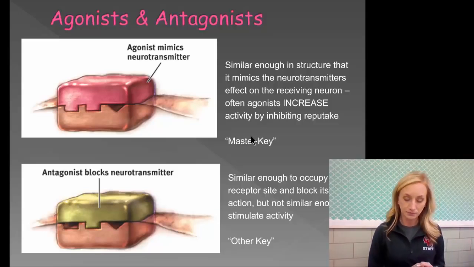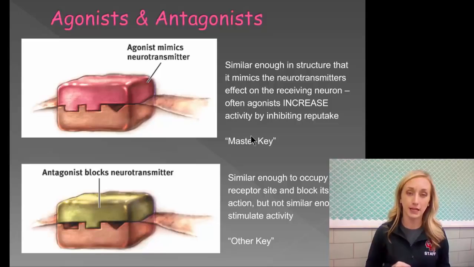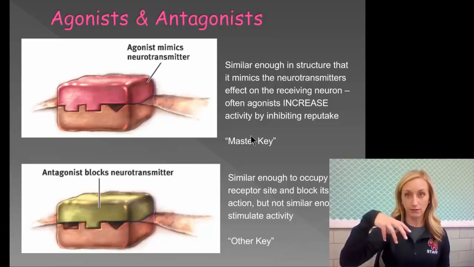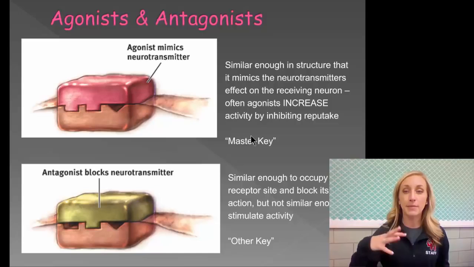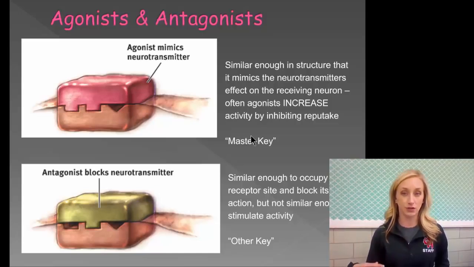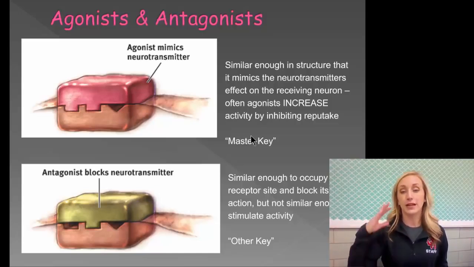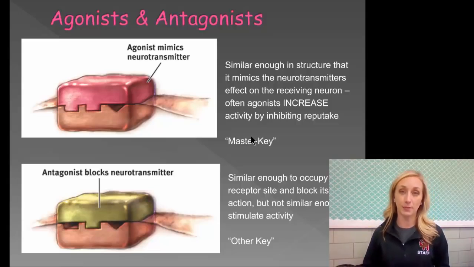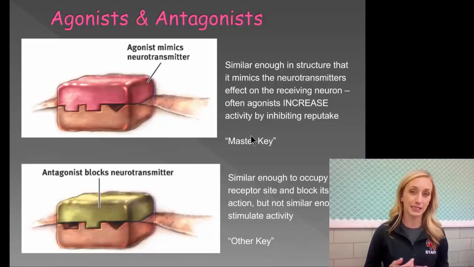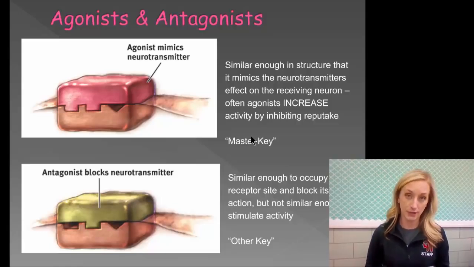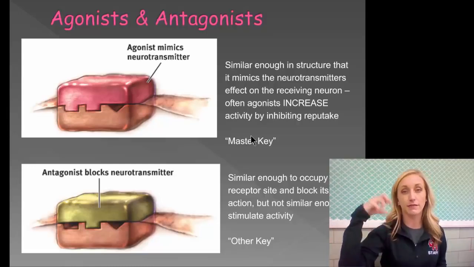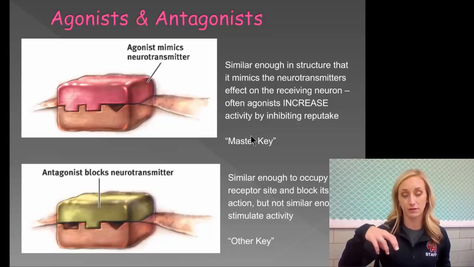So an agonist is a substance that would mimic a neurotransmitter's activity. It is similar enough in structure chemically, the molecule itself, that it mimics the neurotransmitter's effect on the receiving neuron. So often agonists increase activity by inhibiting reuptake. This is huge. Let me give you an example. Heroin is the best example I can think of. It fits into the receptor sites of endorphins. So it's an agonist for endorphins.